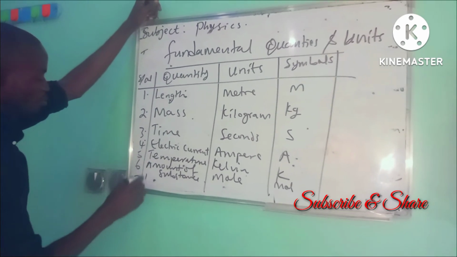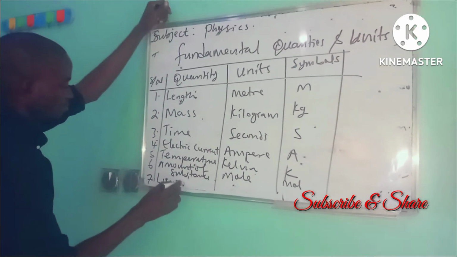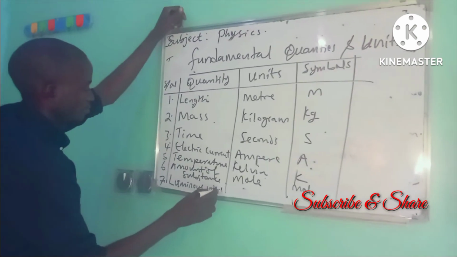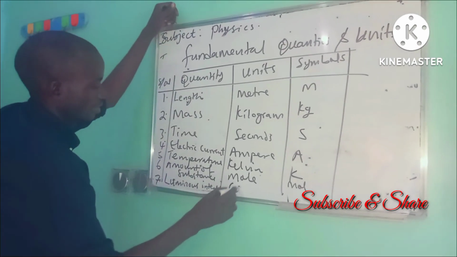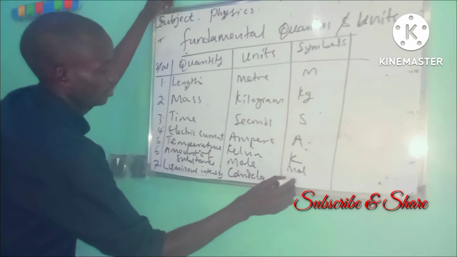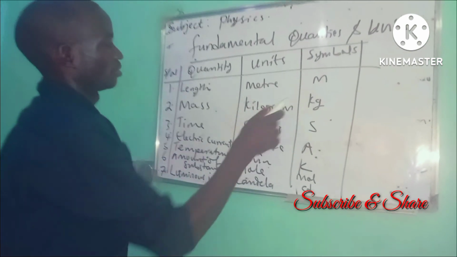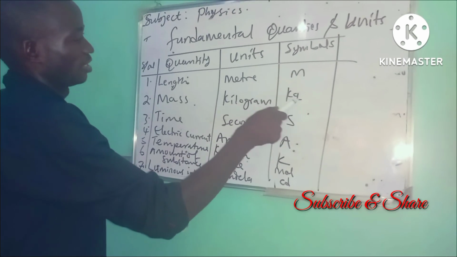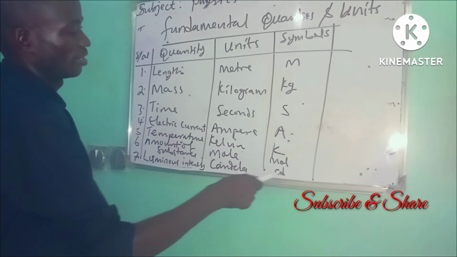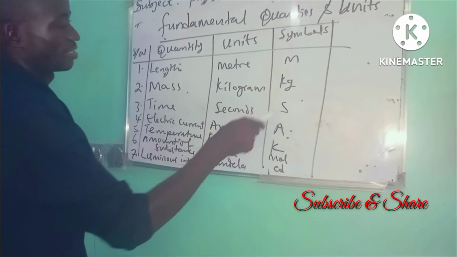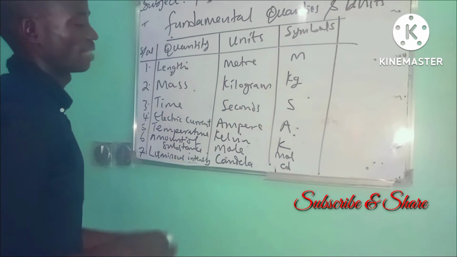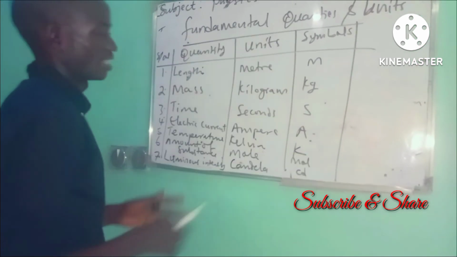Last but not the least is luminous intensity, which is candela, and the symbol is cd. So looking at the units, you agree with me that the symbols m, kg, s, mol and cd are small letters. But A and K are capital letters because they are named after the scientists.